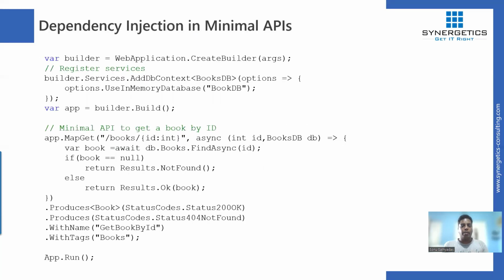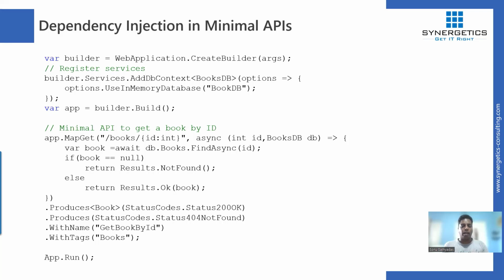If you see, a minimal API application starts with a web application object. So you need to create a web application builder object first, and you can register all your dependencies inside the service collection of that builder. Later, you create the web application object using the Build method, and then you can define your API actions. That means the map methods.